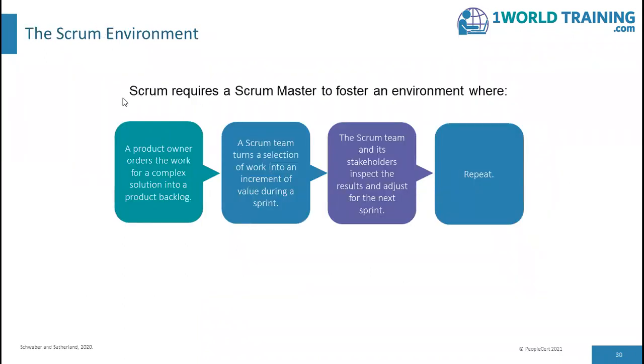The Scrum Environment. Scrum requires a Scrum Master to foster an environment wherein a product owner orders the work for a complex solution into a product backlog. A Scrum team then turns a selection of work into an increment of value during a sprint. The Scrum team and its stakeholders inspect the results and adjust for the next sprint, and this is repeated again.